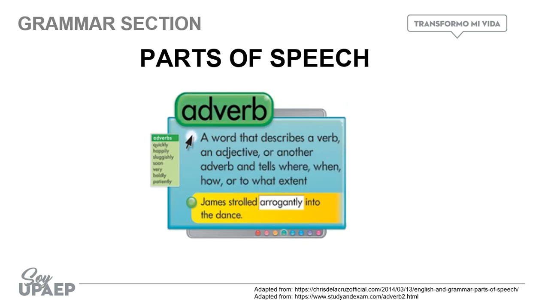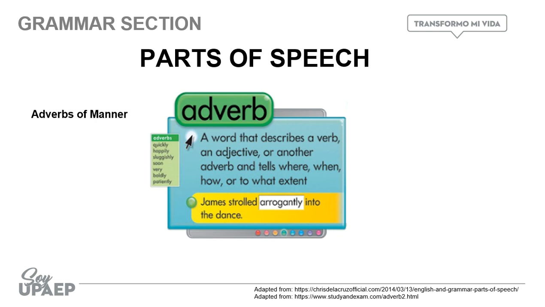An adverb is a word that describes a verb, an adjective, or another adverb and tells where, when, how, or to what extent. For example, James strolled arrogantly into the dance. In this case, arrogantly is describing the verb strolled into.